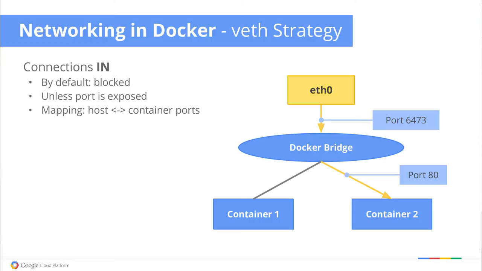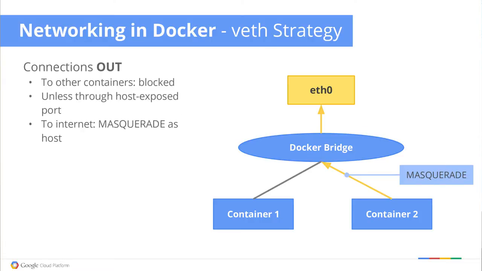Going out, it's a little different. The container pretty much masquerades as the host in order to be able to reach the rest of the internet. If a container wants to talk to another container on the same machine, that traffic is actually itself blocked. The only way that you address another container is the same way that you would address any Docker container on the network. You'd have to go through the host and then down through the mapped port all the way down. And we'll talk a little bit about what we do in other places, since this is not a very good starting point for a lot of applications.